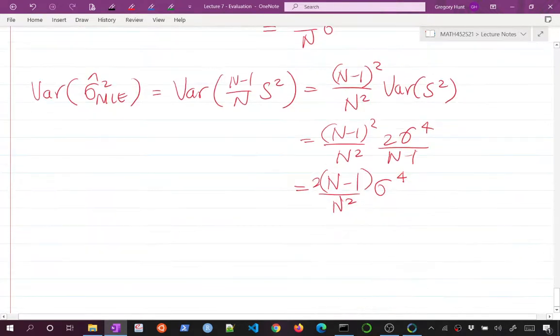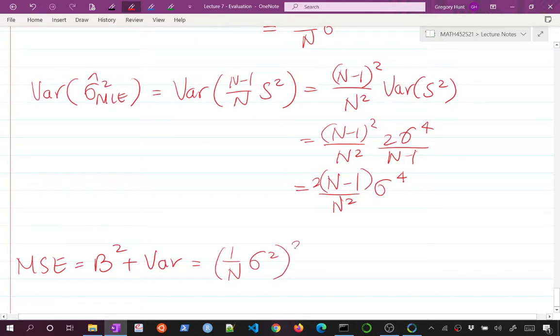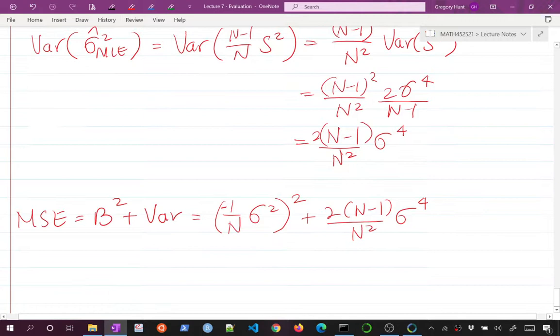And we want the MSE. Of course, our formula says this is bias squared plus the variance. The bias squared is going to be 1 over n sigma squared, squared. And we can throw a negative, it doesn't matter. And then we add 2 times n minus 1 over n squared, sigma to the 4th. And it's just algebra from here.